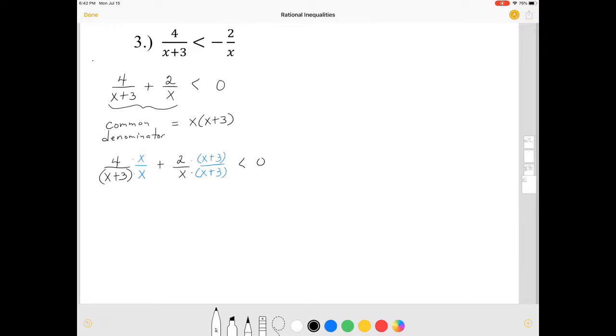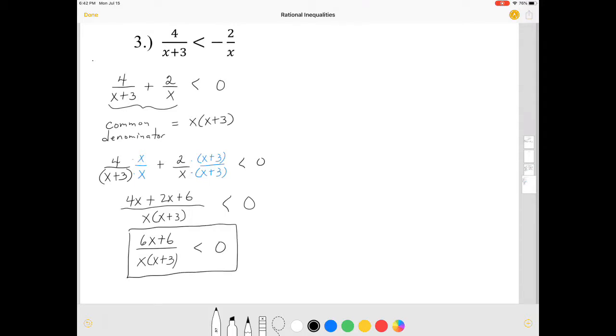All right, now at this point, you can just simplify all this. Less than 0. Sorry, it's a little sloppy. So my denominator is now x with x plus 3. And remember what you do? You combine the numerators, right? So the numerator is 4x plus, and now 2 times x plus 3 is 2x plus 6. I can simplify that just a touch more by making that 6x plus 6 over x times x plus 3 is less than 0. All right, so we're going to box this off. This is what we're going to use from this point on.